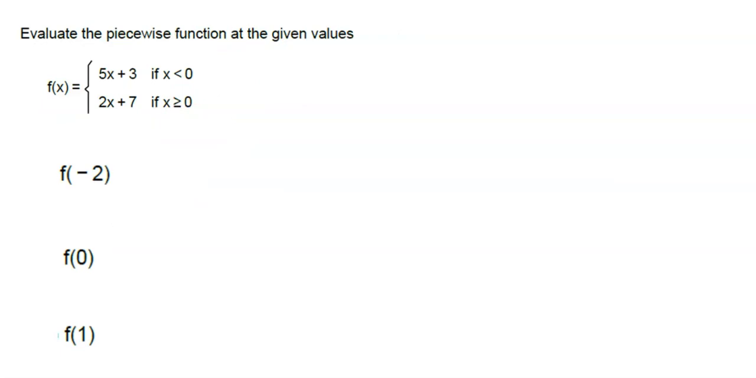This problem is asking us to evaluate a piecewise function at 3 different values. What we'll have to pay attention to is which interval each of the values is on. For the first one, f of negative 2, we can notice that negative 2 is less than 0. So we'll use the first expression, the 5x plus 3, to evaluate the function at negative 2. So 5 times negative 2 plus 3 is how we'll find the value of the function at negative 2. That's negative 10 plus 3, which is negative 7.